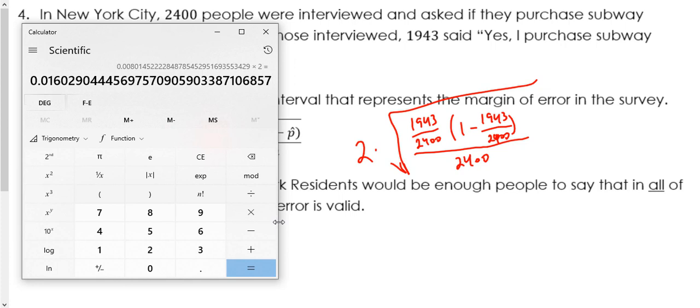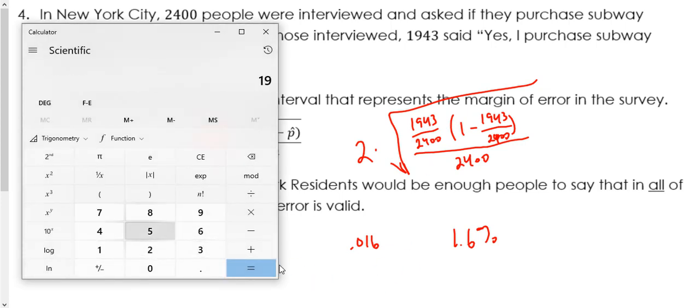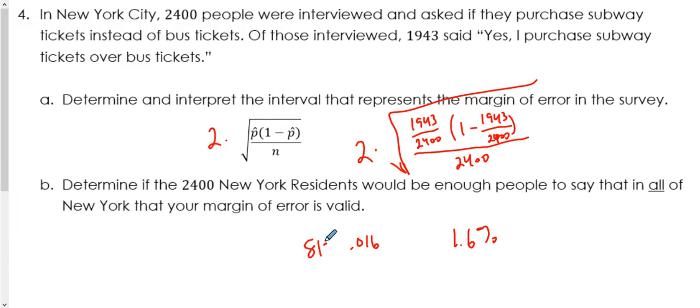All right, so we get 0.016, or 1.6% is our margin of error. Now remember this number here, we're going to need to round that. So let me just run that number one more time. 1943 divided by 2,400. And we end up with about 80.95, so about 81%. So we're saying 81% plus or minus 0.016.